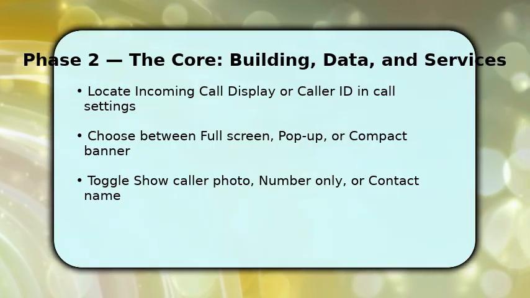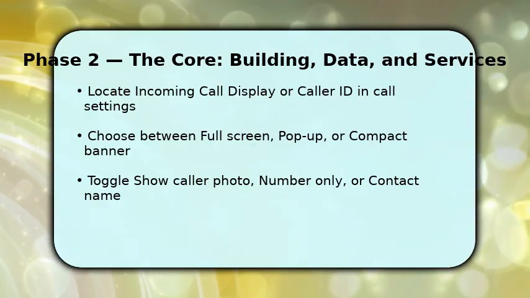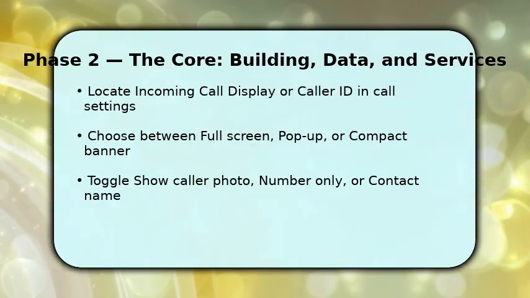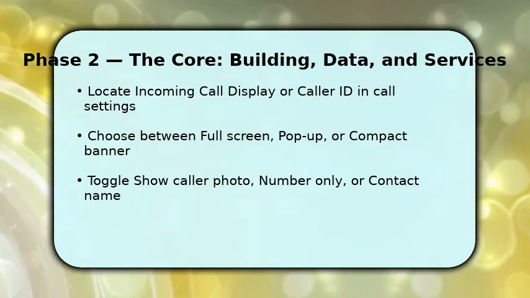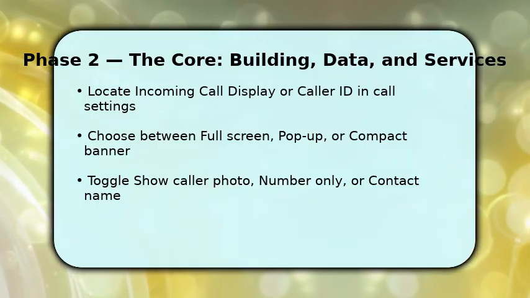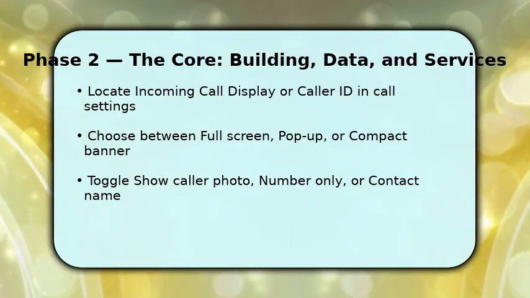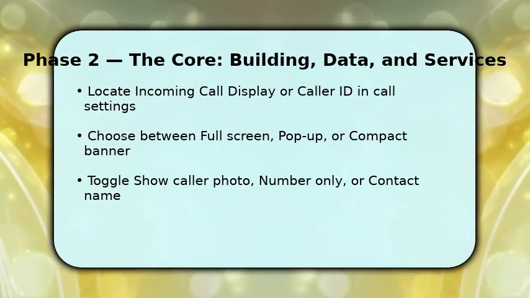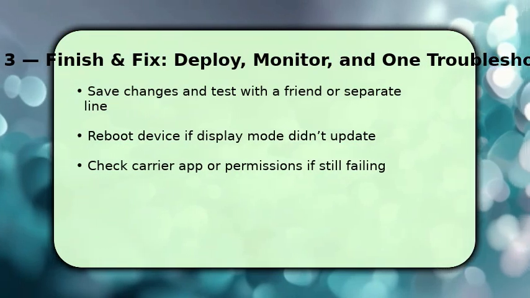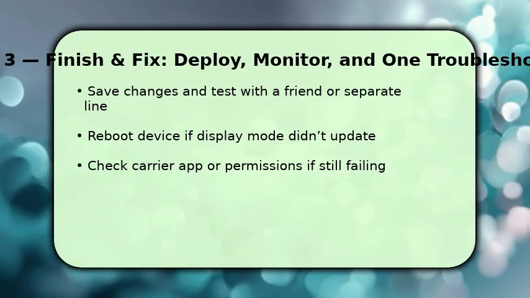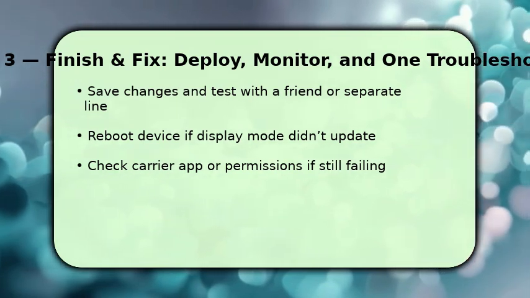Make sure to also toggle options for showing caller photo, number only, or contact name, because these affect what appears during the call. If the change doesn't apply immediately, close the phone app and reopen it to verify the selected display mode is active. Finish by saving any changes and testing the setup with a trusted number so you confirm the chosen display appears as expected.